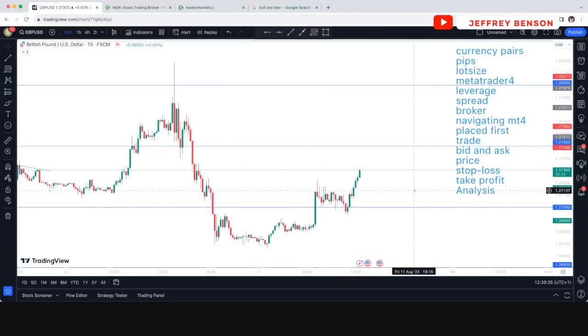So analysis is the next one we are treating now. Analysis is what you do that lets you know where price will likely go to. There are three different types of analysis. There's fundamental, technical analysis, and sentimental analysis.